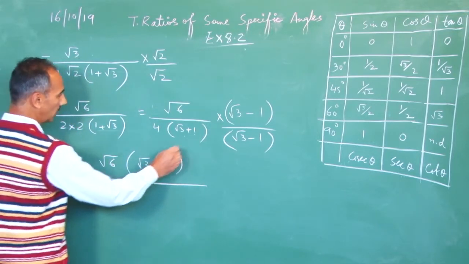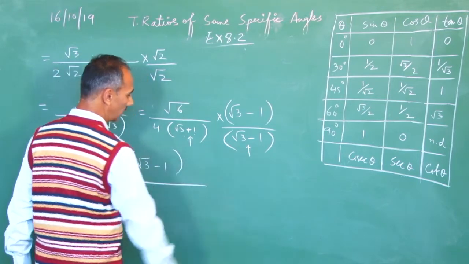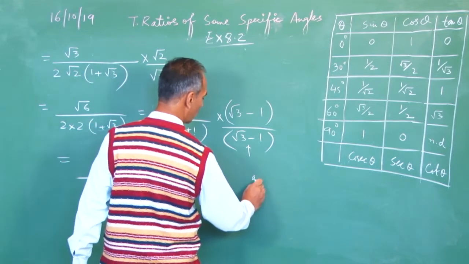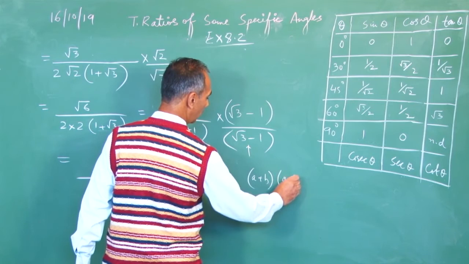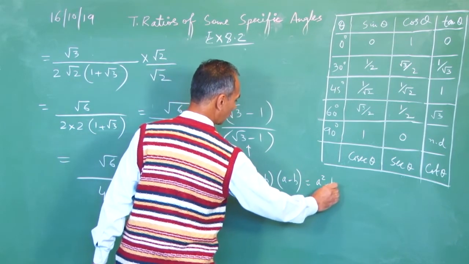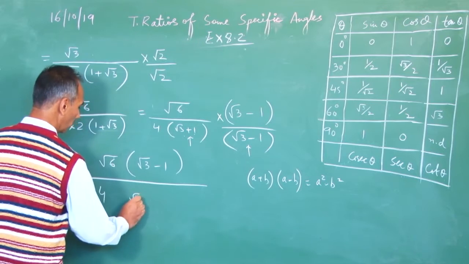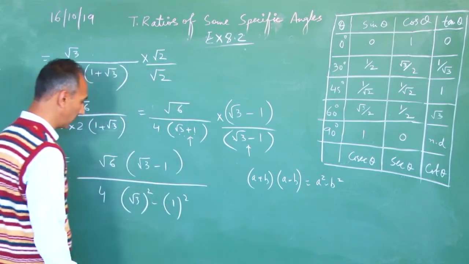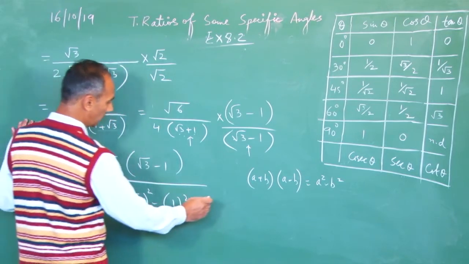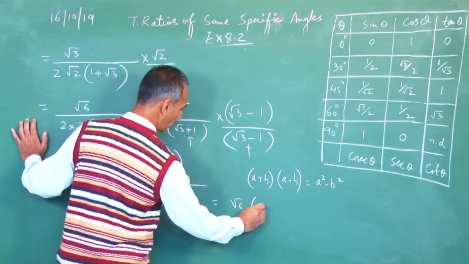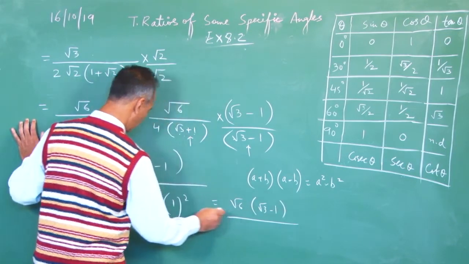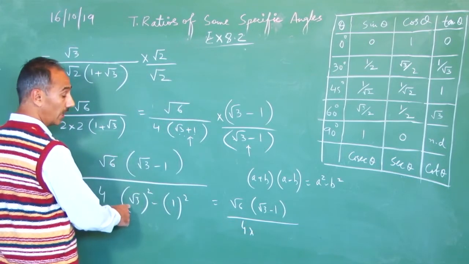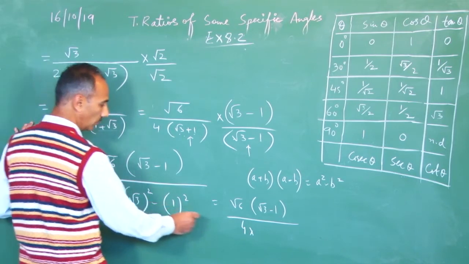This is 4. Here you use the result you have been doing since grade 9: A plus B into A minus B, that is A square minus B square. Famous identity. A plus B into A minus B is your A square minus B square. So that means root 3 whole square minus 1 square. So this means square root 6 into root 3 minus 1 divided by 4 into square root 3 square is 3, 3 minus 1 is 2.